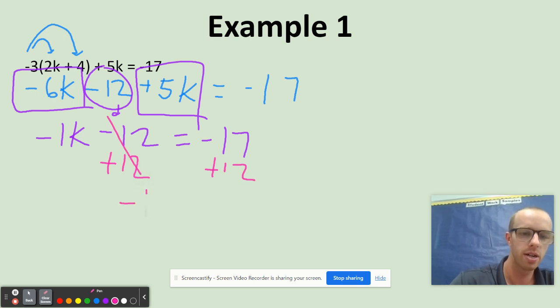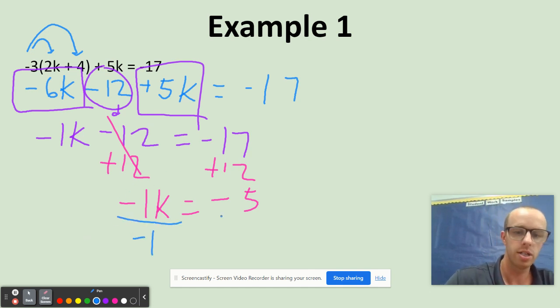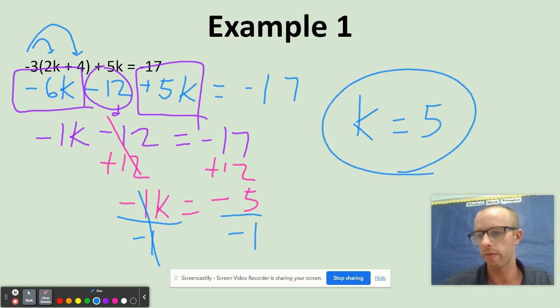These cancel. I get -1k equals -17 plus 12 is -5. And now, because this is a coefficient, coefficients represent multiplication. Remember, coefficients are next to variables. This just means -1 times k. To get rid of multiplication, I do division. These cancel out, and I get k equals a negative divided by a negative is a positive. K is equal to 5.